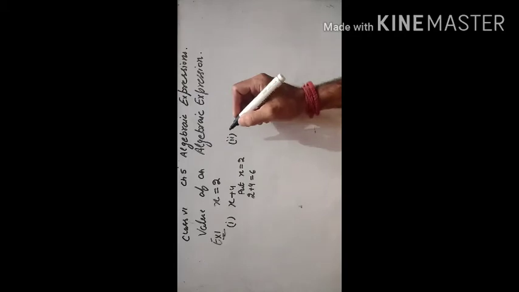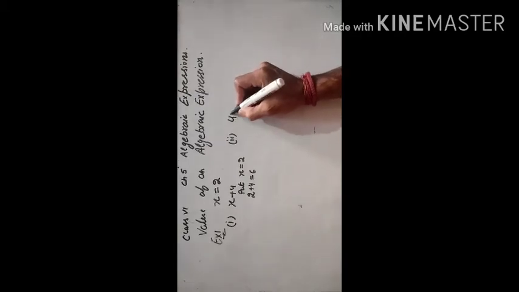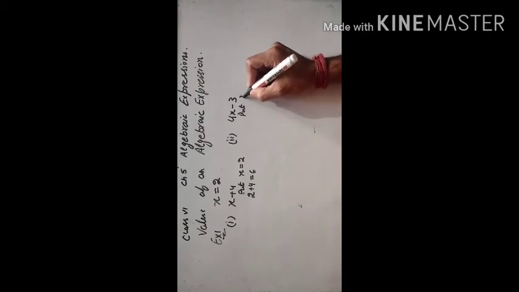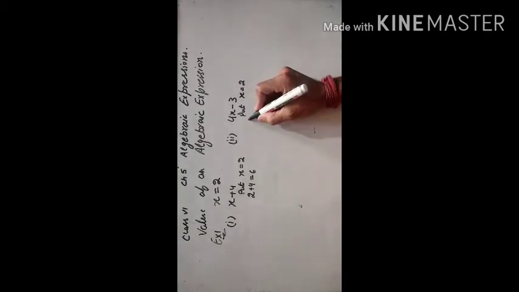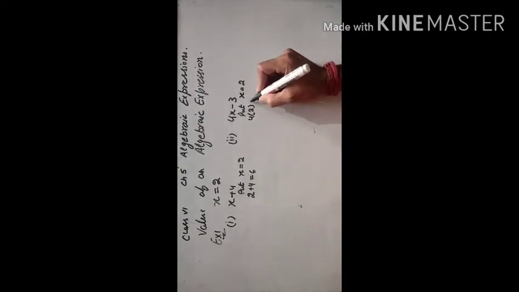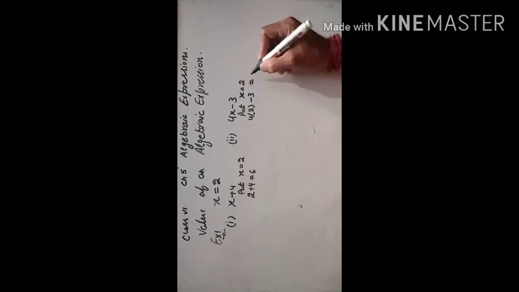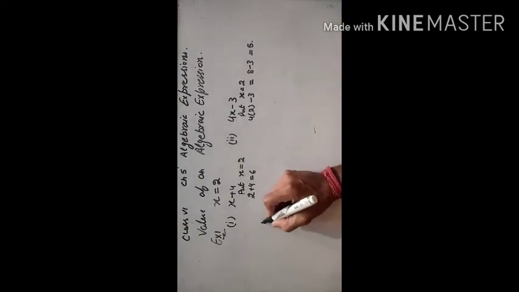Second part is 4x minus 3. Now put x is equal to 2. 4 into 2 minus 3, that is equal to 8 minus 3, is equal to 5. This is called the substitution method.